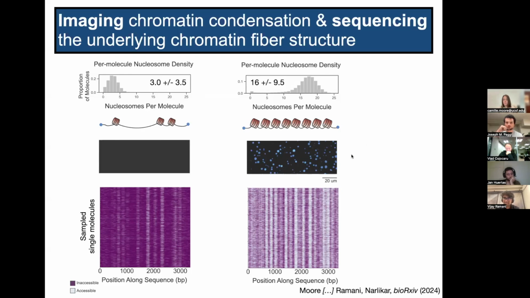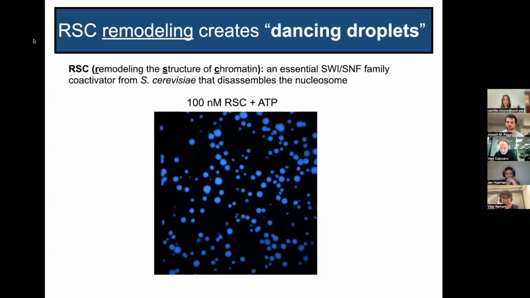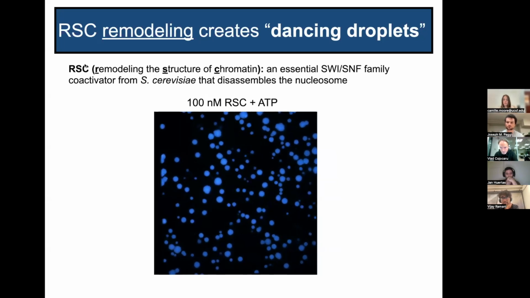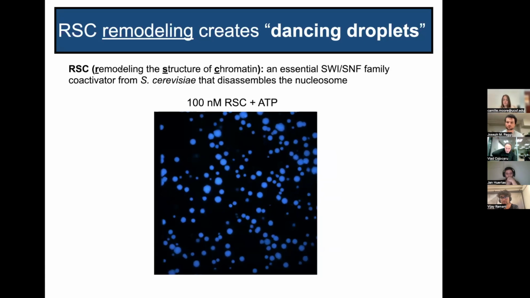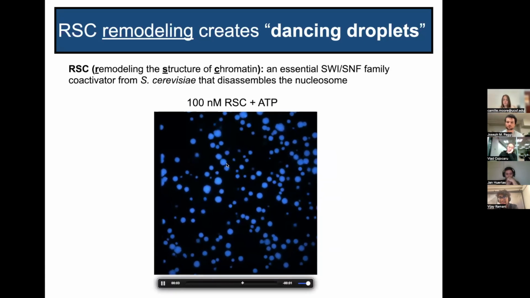I'll show one little piece of information that Camille discovered that I think is really exciting, but we can extend these measurements to actually ask how complexes that mobilize nucleosomes might impact the ability of chromatin to condense and its other properties. And Camille noticed something really interesting when she added a co-activator, an ATP-dependent chromatin remodeling complex called RISC in the switch SNF family, to condensates. She could actually make the condensates dance.